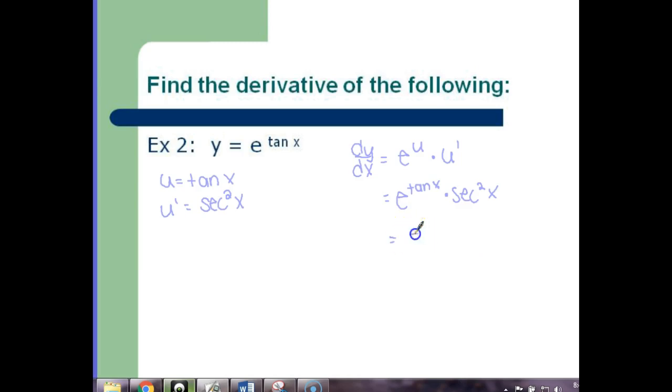Now, if you don't like it written like this, you can rewrite secant squared x in front and write it as secant squared x times e to the tan x. But that's seriously more of a preferential thing than something you need to do.